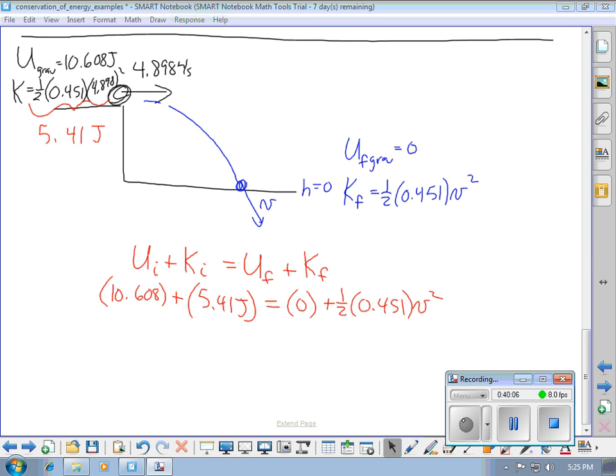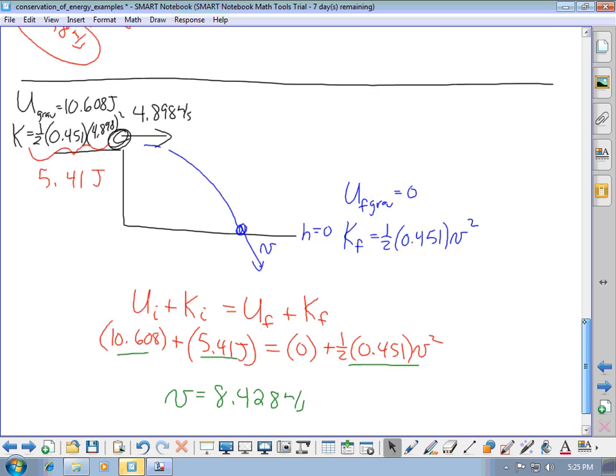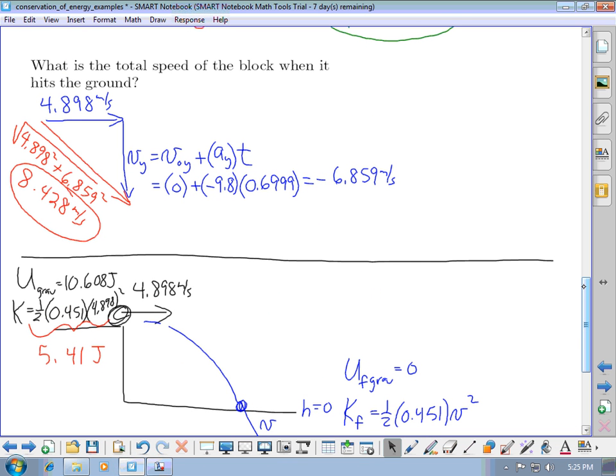Sorry for the delay. I accidentally subtracted the 5.41 from the 10.608 when I calculated it. I knew that the answer that I had gotten was incorrect. So when I use this method, I do 10.608 plus 5.41. I apologize if I might have said that you subtracted. So 10.608 plus 5.41 joules equals 1/2 times 0.451 times v squared. If you solve that for v, you get 8.428 meters per second, which is the answer that we had just found up here previously.